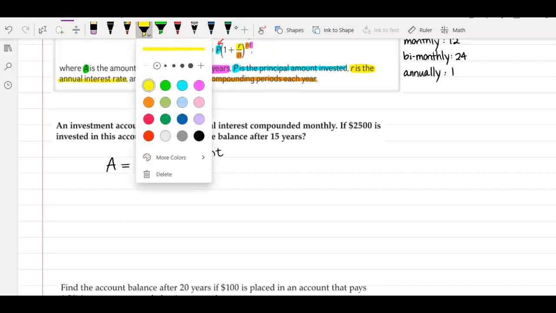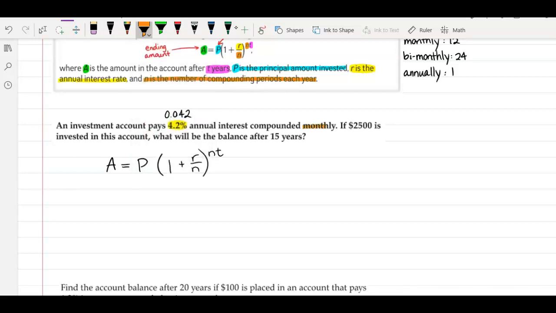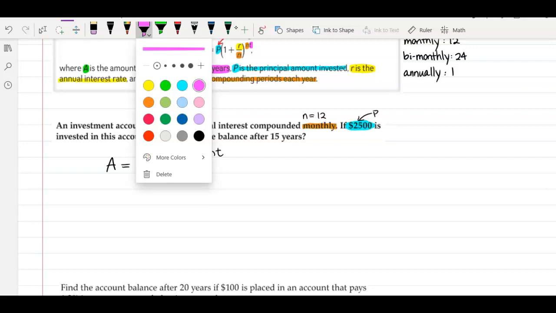Compounded monthly. That's our next keyword. That means that N is going to equal 12. This was my rate. That's my monthly. 2,500 is invested. 2,500 is what I'm starting with. That's what I'm putting into the account. So that's going to be our principal. And then it says, what will be the balance after 15 years? 15 years is my time.